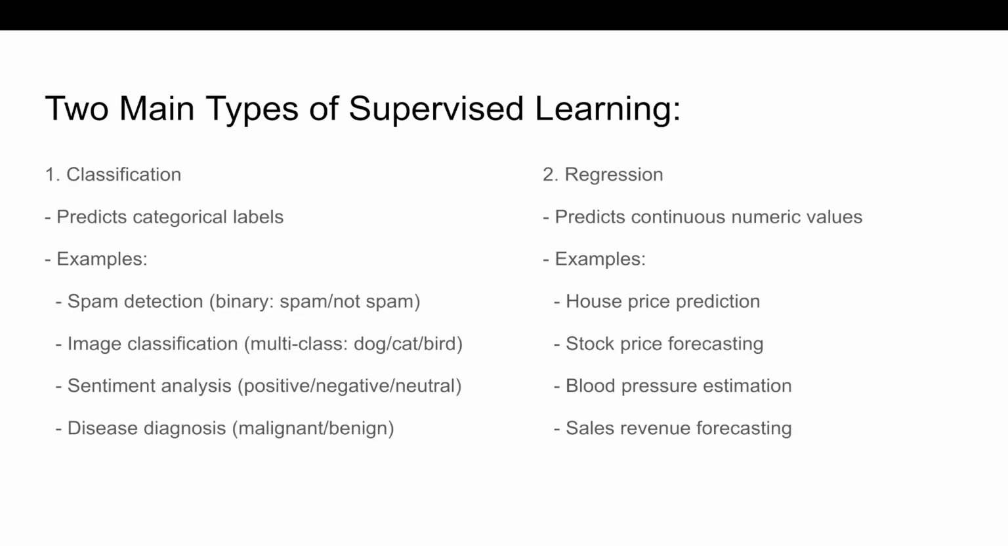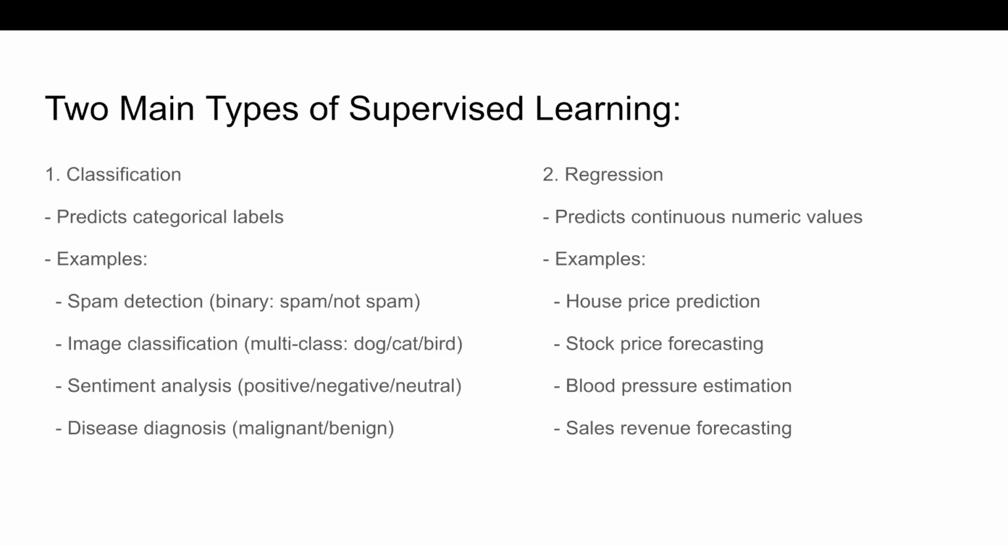1. Classification. This is where the model predicts a categorical label. Spam detection is a binary classification problem, spam or not spam, but classification can also be multi-class. For instance, a model that classifies images into categories like dog, cat, or bird. Other examples include sentiment analysis, positive, negative, or neutral, disease diagnosis, malignant or benign, and customer churn prediction, likely to churn or not.